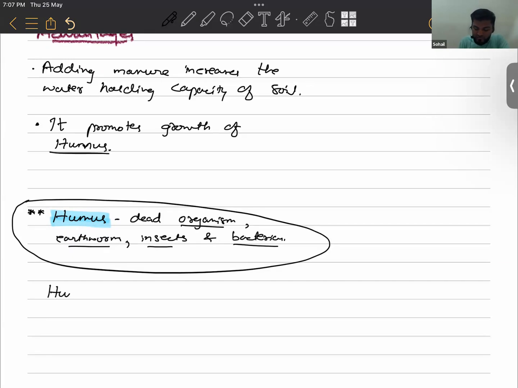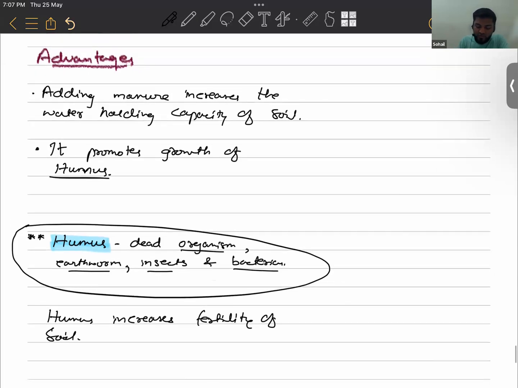So humus increases fertility of the soil. Know this thing. If there is more availability of humus in the soil, then the soil will be more fertile. So adding manure promotes growth of humus.